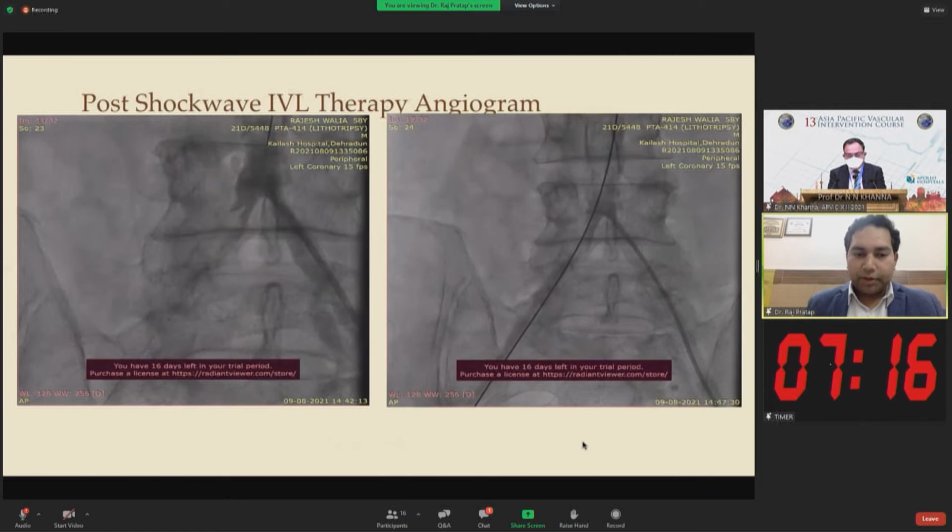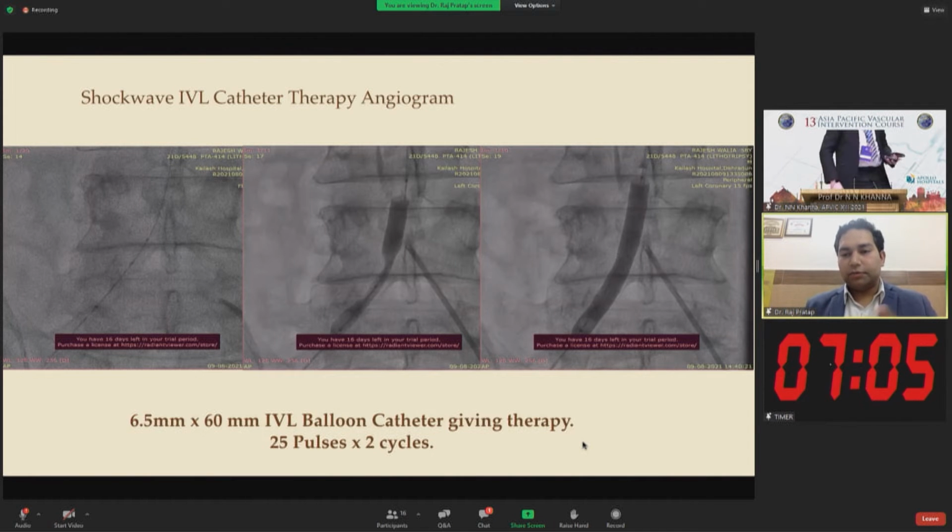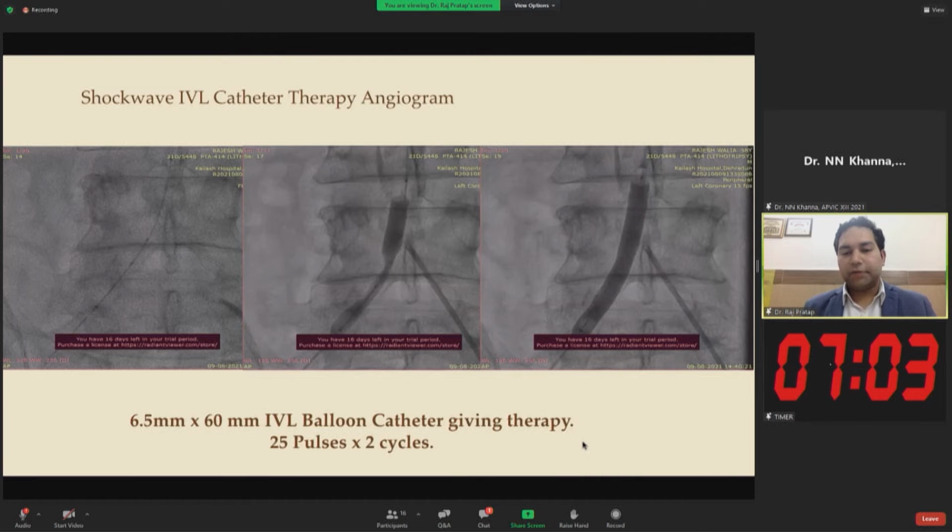Another thing is that for achieving such expansions, generally when we go for high dilatation, there are chances of injury to the vessel and perforation, especially if there is a lot of calcium involved. Now, this is a non-traumatic sort of thing. We just inflated at 4 atm and the shock wave did the rest of the part for this patient.